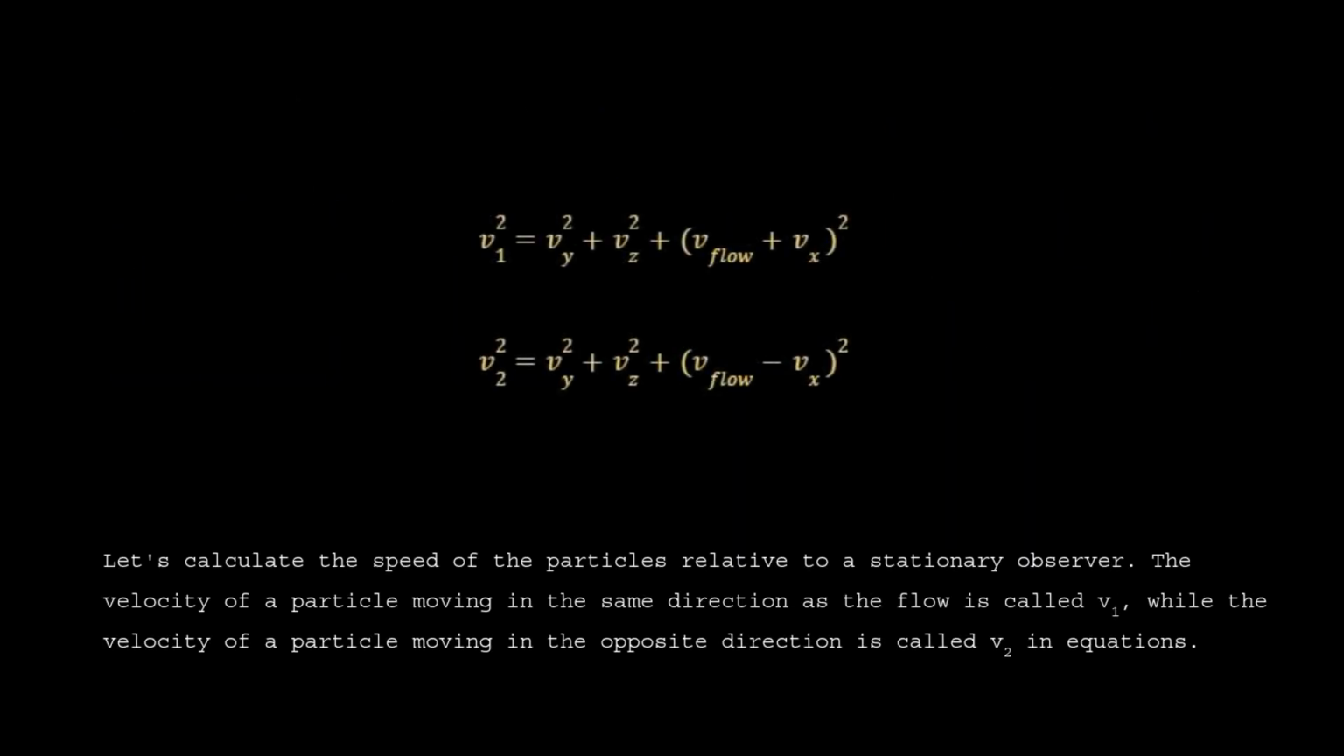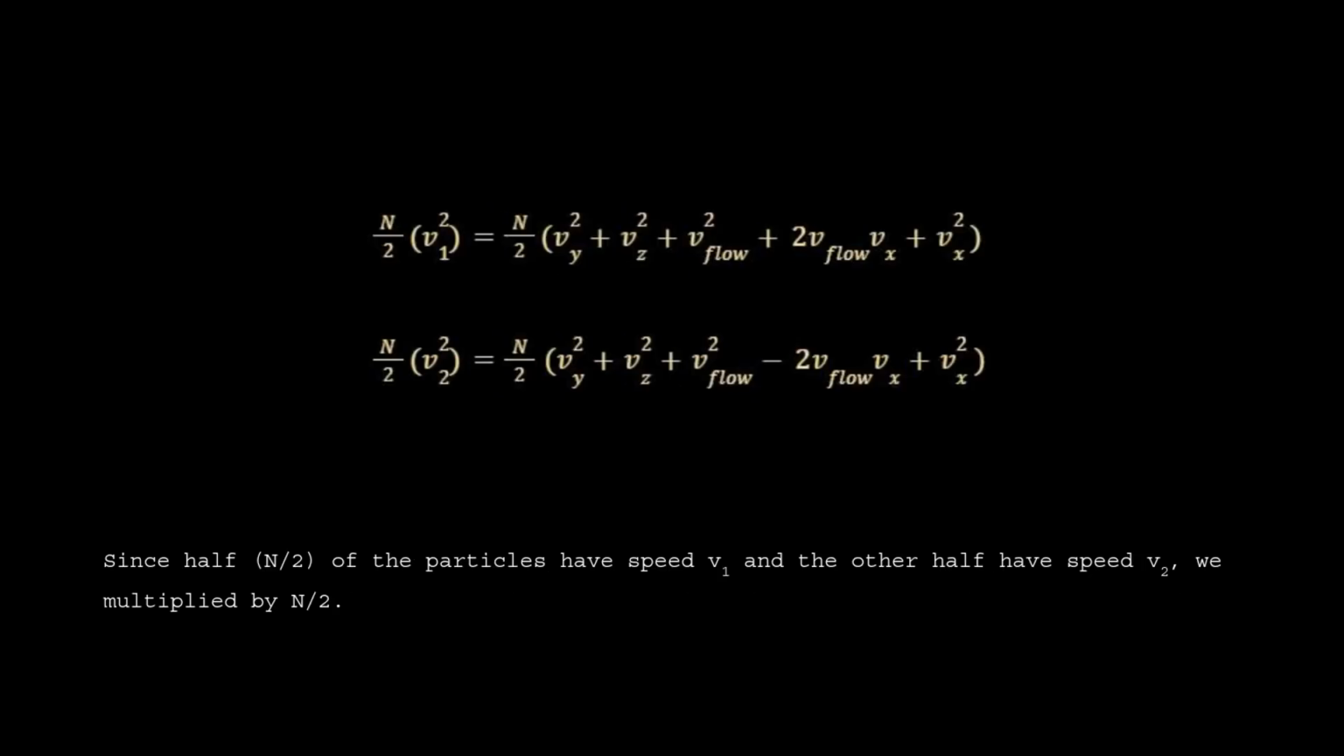Let's calculate the speed of the particles relative to a stationary observer. The velocity of a particle moving in the same direction as the flow is called v1, while the velocity of a particle moving in the opposite direction is called v2 in equations. Since half of the particles have a velocity of v1 and the other half have a velocity of v2, we multiplied by n divided by 2.